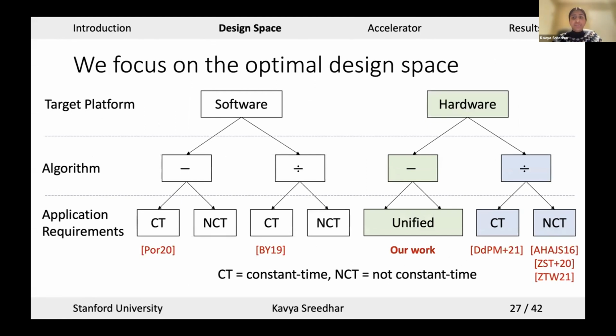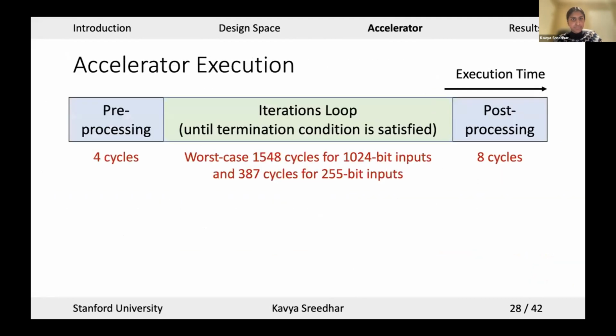So this brings us back to the design space, and we see that in the hardware context, it's actually more advantageous to use iterative subtraction instead of iterative division. And we're able to provide this unified configurable ASIC unit for constant time and non-constant time applications. So now that we had found the path in the design space that was optimal, we decided to apply a few more hardware tricks to further refine our point. And we see in our accelerator execution flow, we have a short pre-processing and post-processing step, but the majority of the time is in this iterations loop.